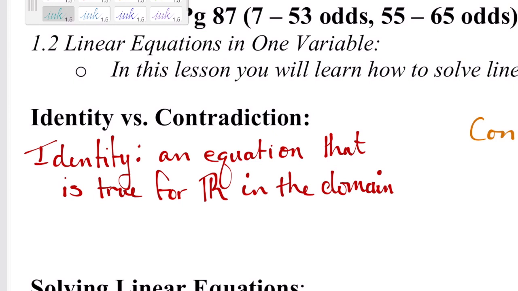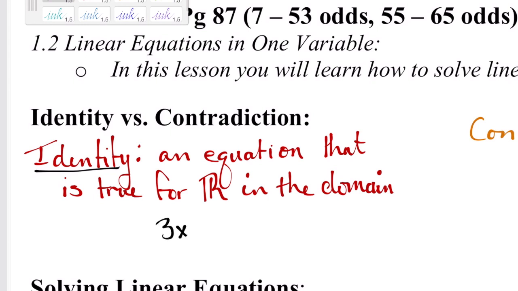So the first thing we're going to look at is identity versus contradiction. Sometimes whenever you're solving a linear equation, your variables end up canceling out, and you could end up with two numbers that are equal to each other, or two numbers that aren't. If you end up with two things that are equal to each other, this is an identity. It's just saying that you can plug in any real number for x, and you're going to end up with the same thing on the other side. Everything's going to be true no matter what you plug in.